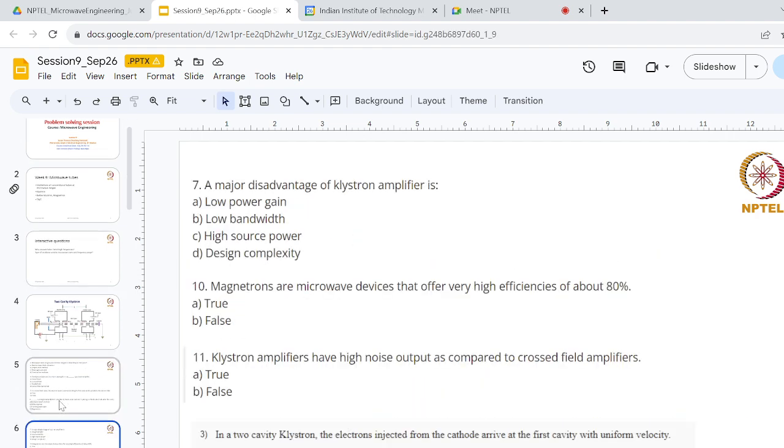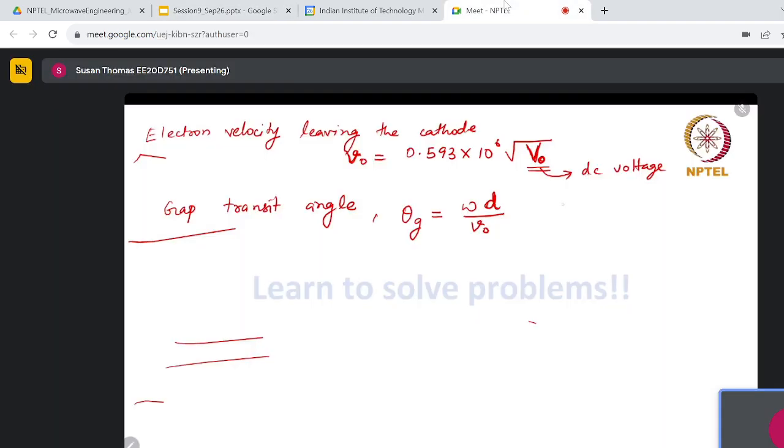Is this gap V naught the DC voltage, madam? This one is capital V naught. Capital V underscore naught is the DC voltage, and small v underscore naught is the electron velocity. So this is DC voltage, and this is electron velocity. Okay, thank you, madam.